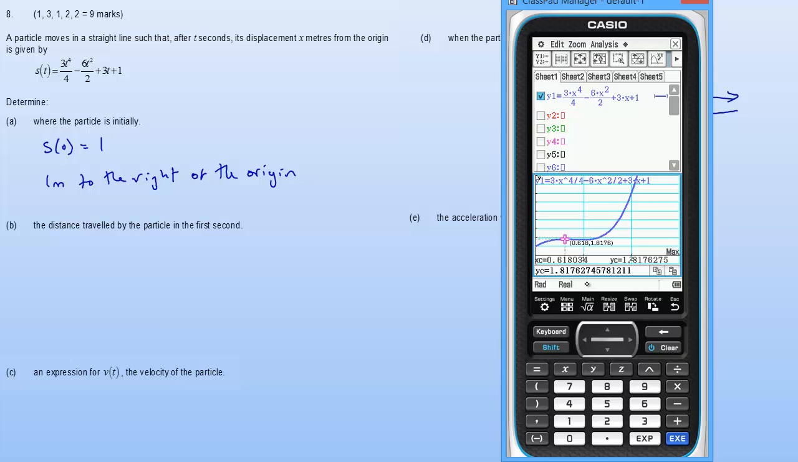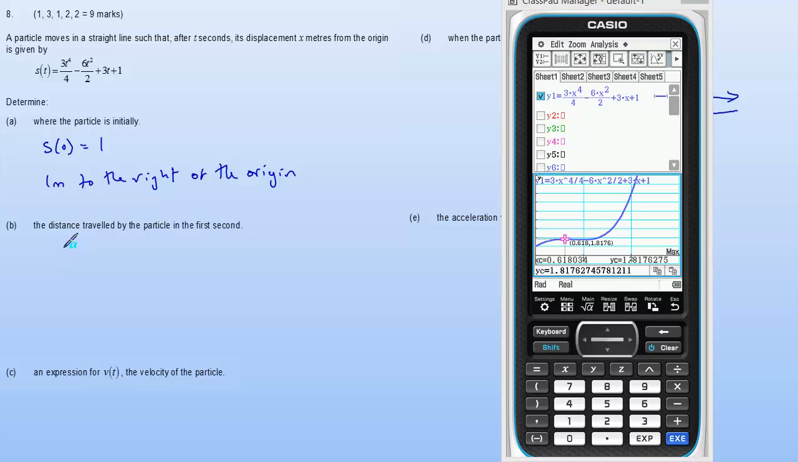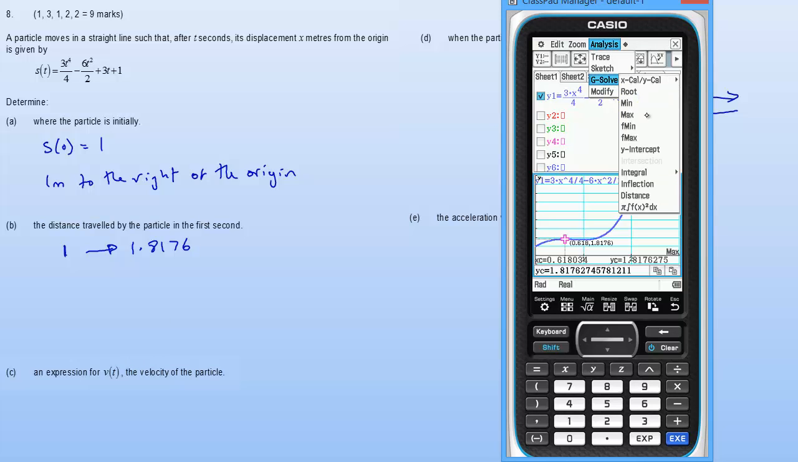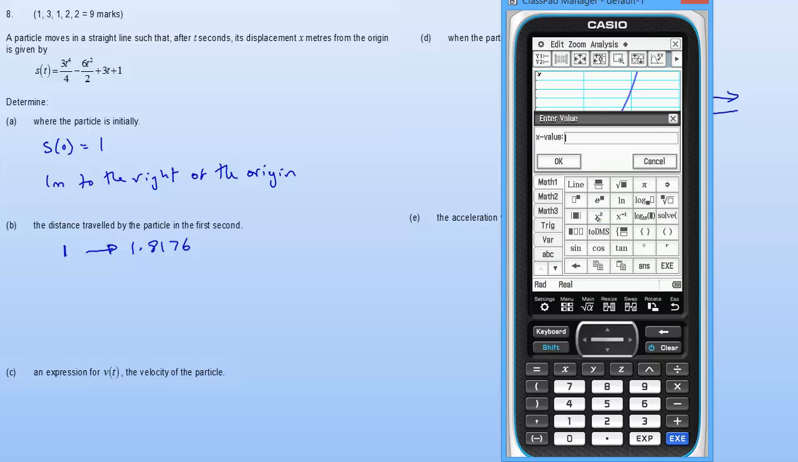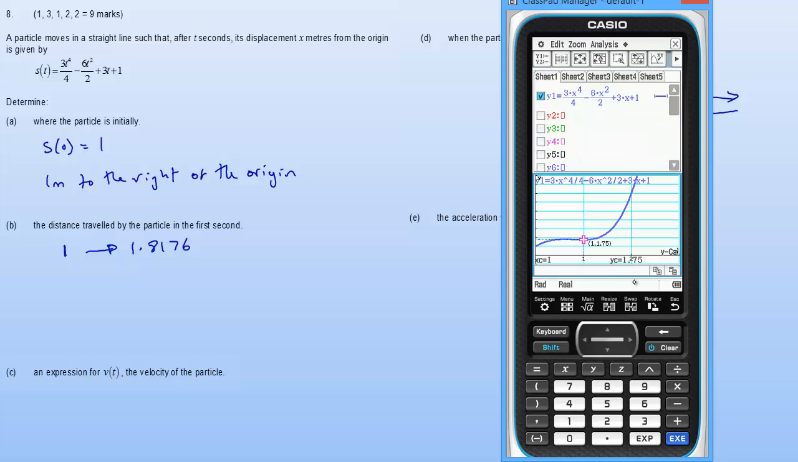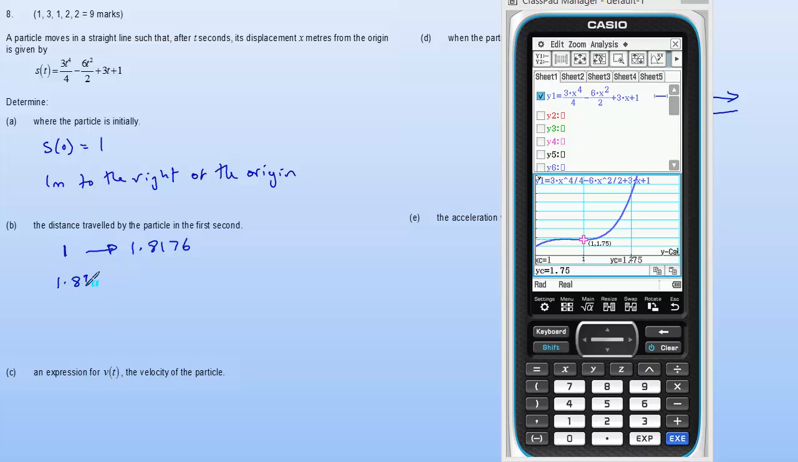So 1.8176. So it goes from its initial position of 1 out to 1.8176. And then let's do a y-cal when x is equal to 1. So that's t is 1 second. See where it is there. So 1.75. So it's going to then go 1.8176 to 1.75.